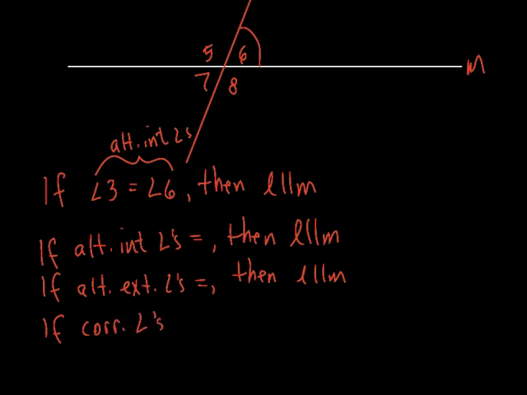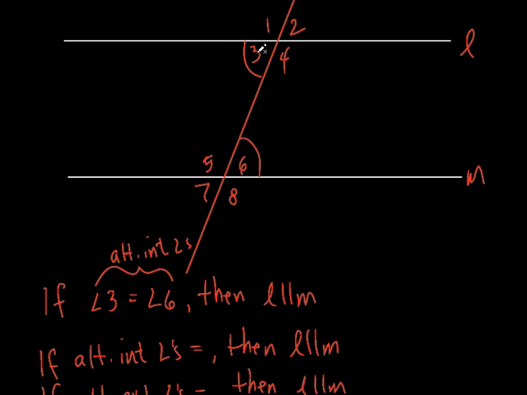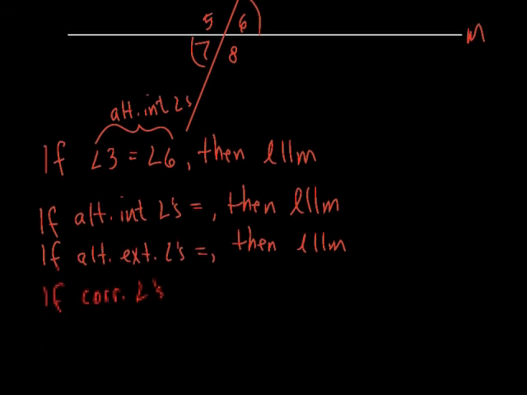What if the corresponding angles were equal to each other? What if I said that 3 and 7 were equal to each other? What do you think then I could say about the two lines? That they're parallel. Exactly right. All right. So if the corresponding angles are equal to each other, then the lines are parallel.